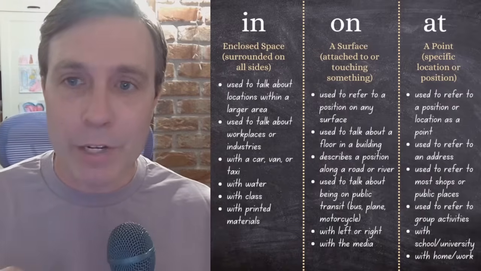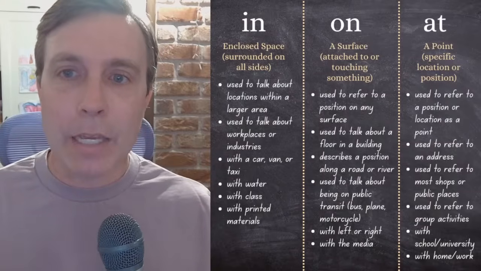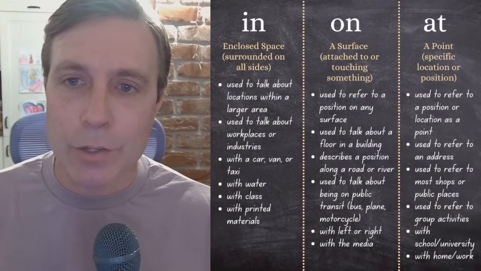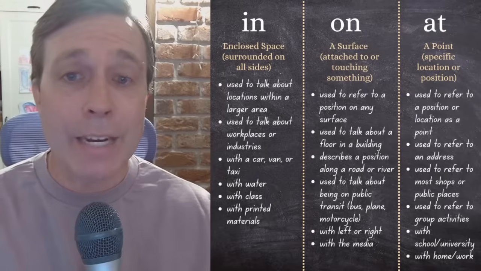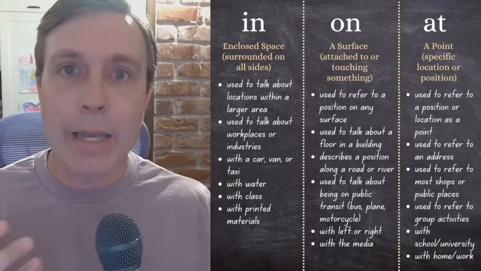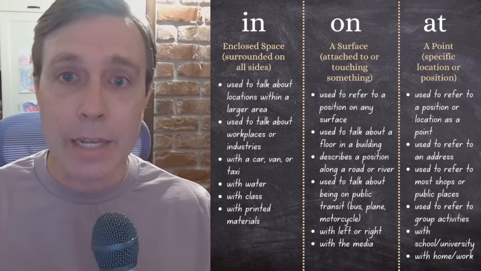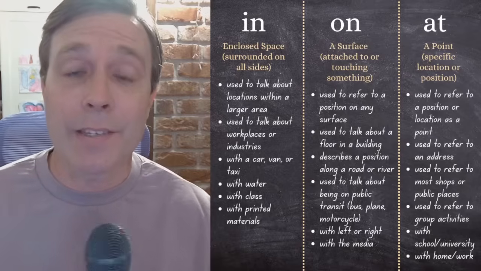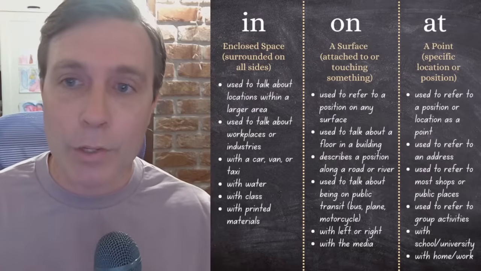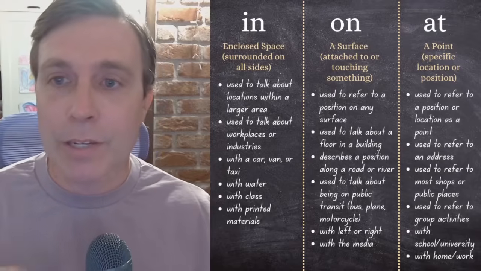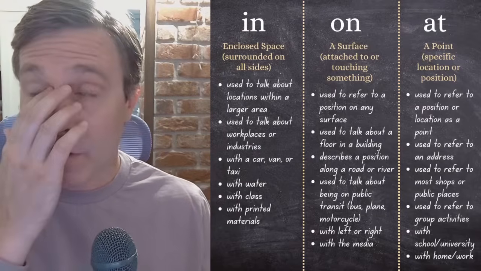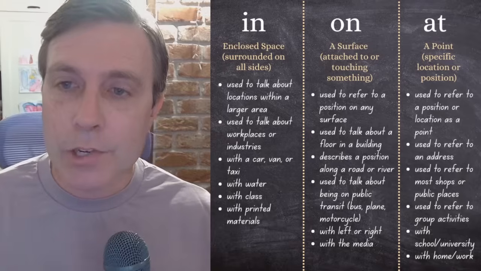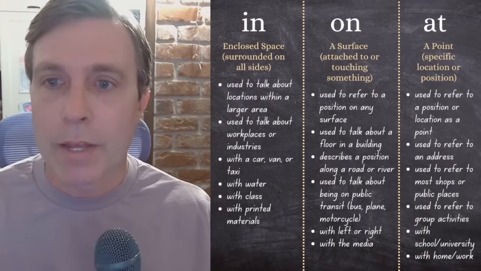Let's just look at the first one of each one. So generally speaking, in is used with an enclosed space. You're really surrounded on all sides, like it's used to talk about locations within a larger area. If I told you I live in the city, the city would be that surrounding area, and I'm enclosed in the city. I would say I live in the city. If we're moving to on, we're talking about a surface, attached to or touching something. The preposition of place refers to a position on any surface. The cup is on the table.